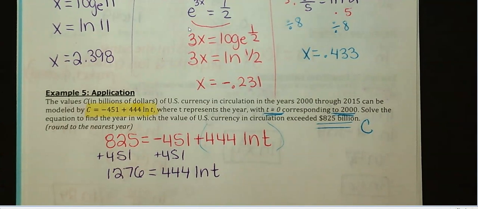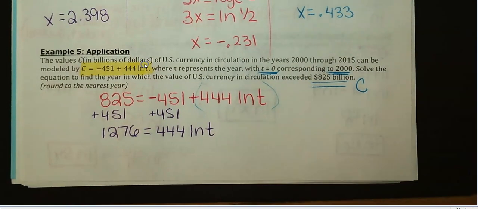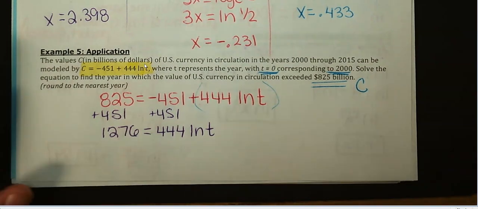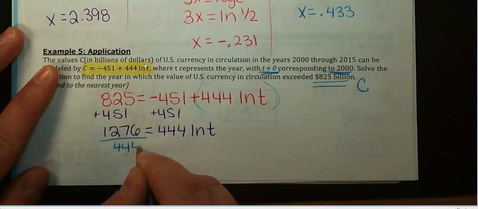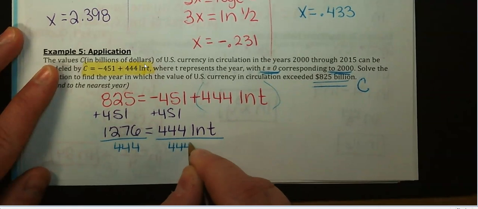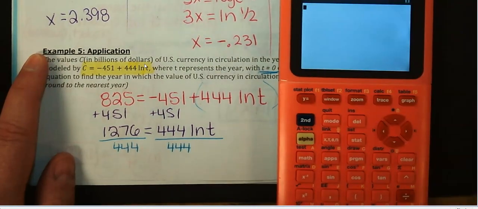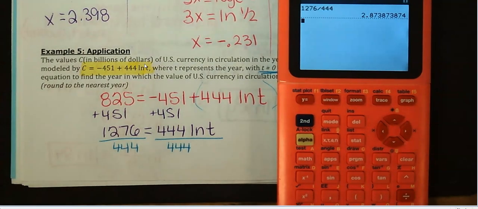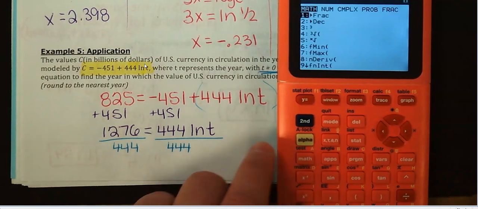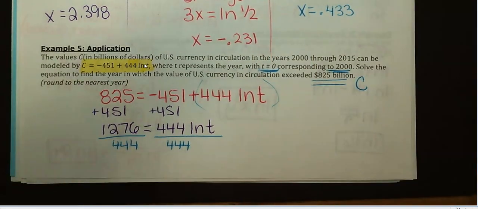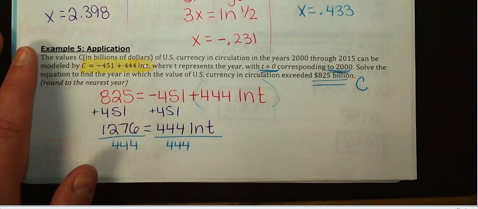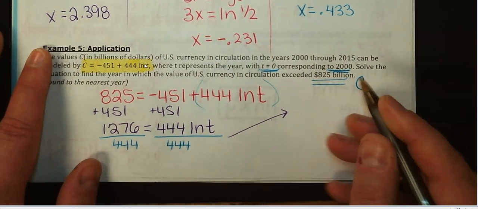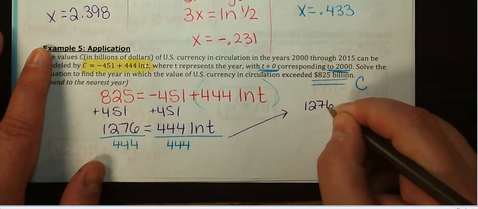Okay, then I would deal with the 444 by dividing that on both sides because I'm multiplying that by the natural log of t. Now, when I did this on my calculator, it was not a nice number. I had 1276 divided by 444, and I got some garbage answer. So I don't want to round multiple times as I do this. If you want to reduce the fraction, I could just do math enter and reduce the fraction, or you could just leave it like that. But I would leave it as a fraction here, or reduce it if you want to, just so we're not rounding multiple times. So I'm going to leave it like this.